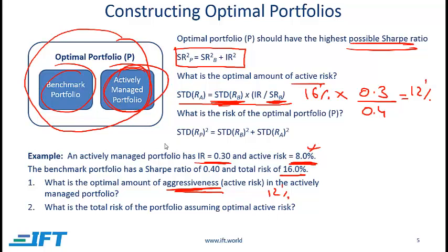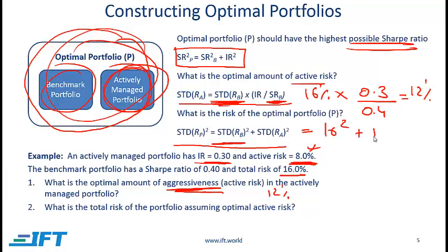So the total risk of this portfolio can be calculated using this expression. This is equal to 16 squared plus 12 squared, and then to come up with the risk we take the square root of this number, and that will give us 20%.